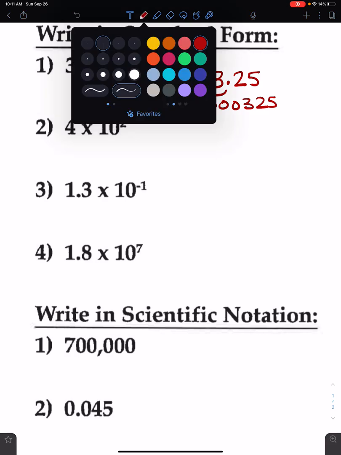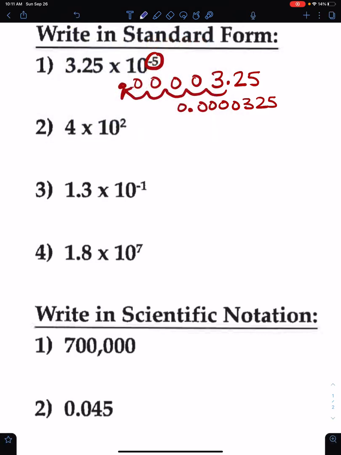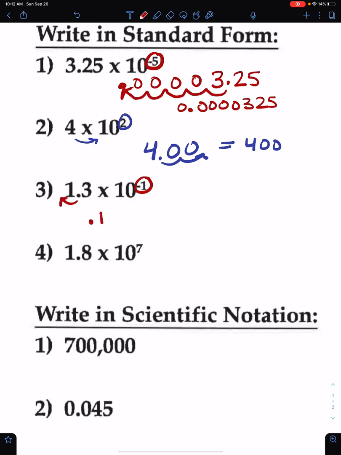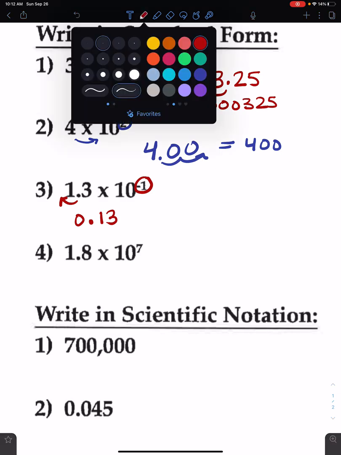For the next example, let's switch colors so we don't get them mixed up. This 2 is positive, so I'm going to move it to the right twice. So where is the decimal in the whole number 4? It's at the end. And then we're going to need a couple more zeros, so I can move it 2 places over, and it becomes 400. For the next one, we're going to move it 1 place to the left, right there, to make it 0.13. Stick a 0 in front of it. Most people like doing it that way.